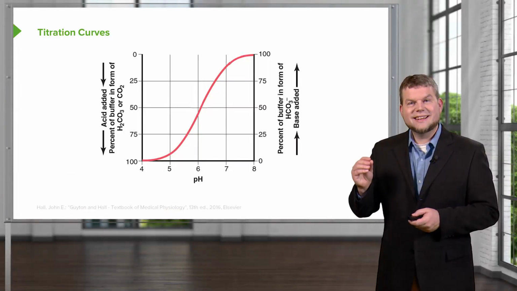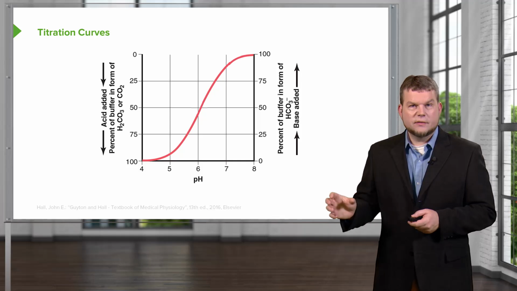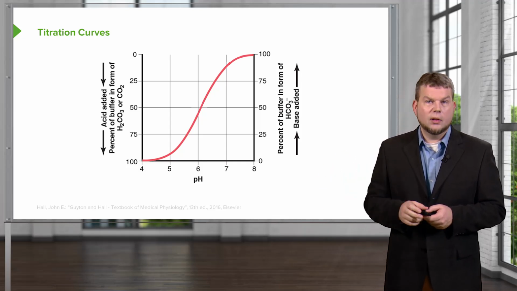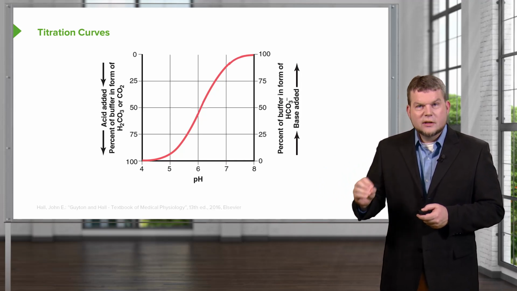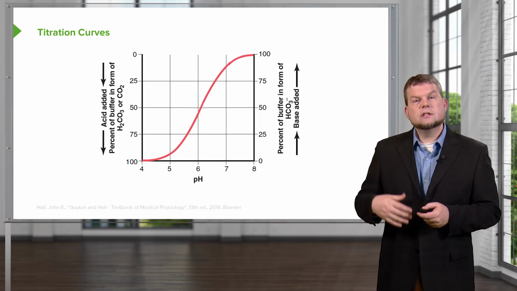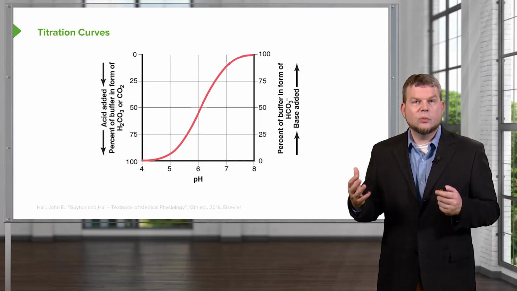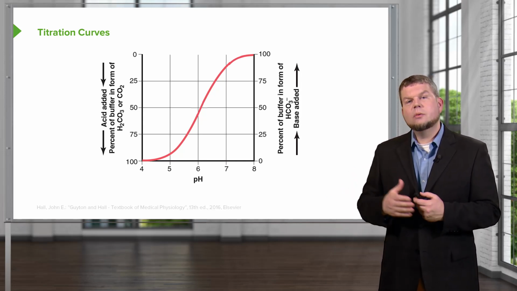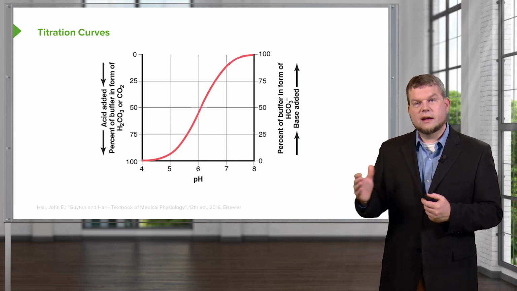Now let's look at bicarbonate specifically. Now we're no longer talking about the buffering capability of whole blood. If we just look at bicarb, we can develop what's called a titration curve. These titration curves are ways that we can deal with how we change pH and in what form you're going to have the buffer.